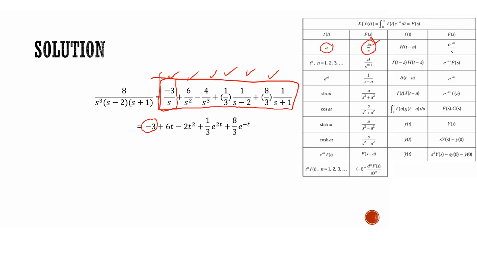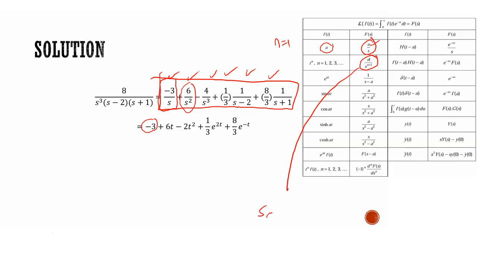6, the second one, which is 6 over s squared, can be taken as this equation. Hence, s squared, so n will be 1. So if n is 1, okay, multiply here. So let's take this out. Let's take a look one by one.